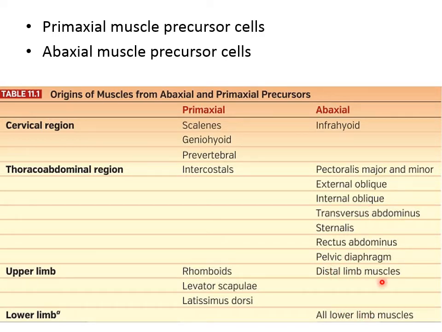And we have mentioned that the abaxial contains the lateral plate mesoderm with some somatic derived cells that migrate across the lateral somatic frontier. The primaxial mainly forms the prevertebral, geniohyoid, and the scalenes, the muscles of the back, and the intercostal muscles, and some of the shoulder girdle muscles, the rhomboids, levator scapulae, and the latissimus dorsi.